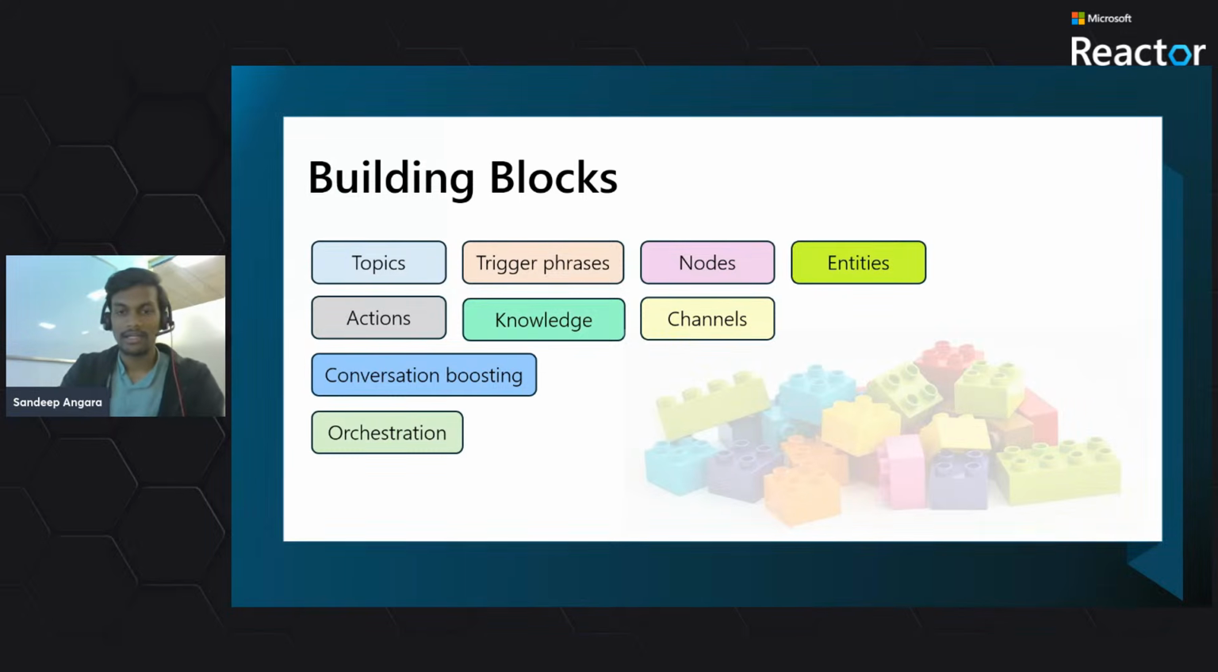Nodes are the next building block. Let's say we are building out a conversation path for payment, and when a user is navigated to the payments topic, we would need to ask what other details, like which bill you are paying and what is your preferred payment gateway. So we would do a series of steps, right? Every step in that series we would call a node in Copilot Studio. Each individual action in the authoring canvas is called a node.